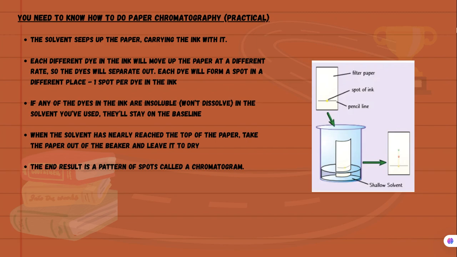If any of the dyes in the ink are insoluble, won't dissolve in the solvent you've used, they'll stay on the baseline. When the solvent has nearly reached the top of the paper, take the paper out of the beaker and leave it to dry. The end result is a pattern of spots called a chromatogram.